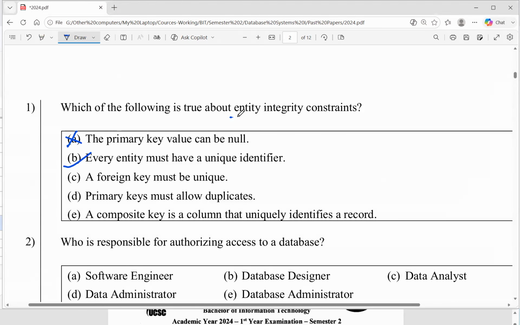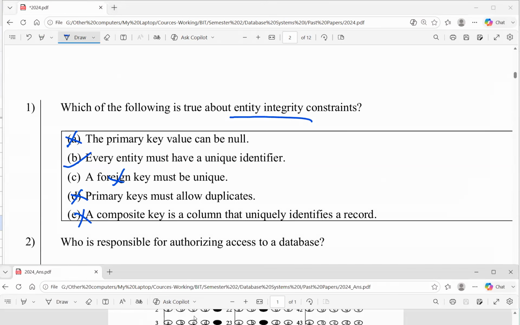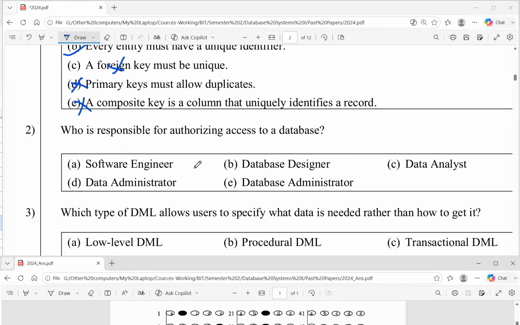Entity integrity constraint has nothing to do with the foreign key. Primary key must allow duplicates? No. Composite key is a column that uniquely, that has nothing to do with the entity integrity constraint. So the answer must be B. Primary key must be unique. Yes, answer is B.